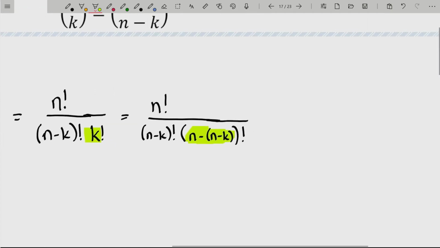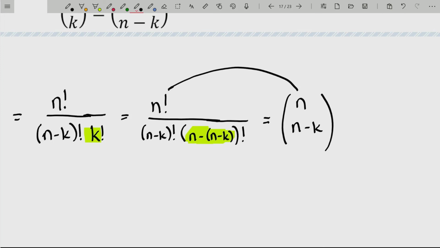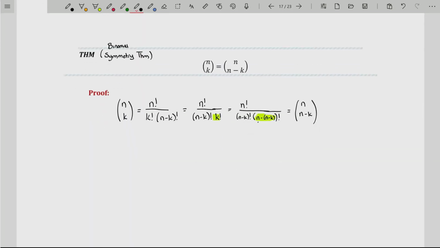And by the way, this is the definition of n choose n minus k. It would be n factorial over n minus k factorial times n minus k factorial. So there you go. It has now been proven that n choose k is the same thing as n choose n minus k.